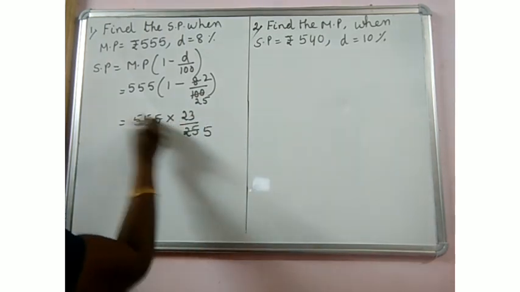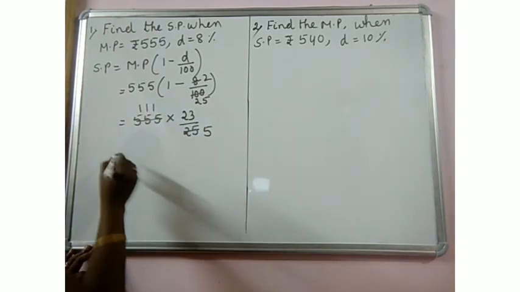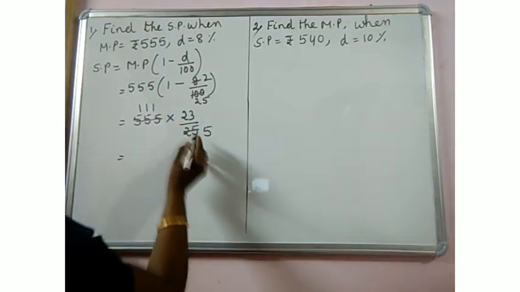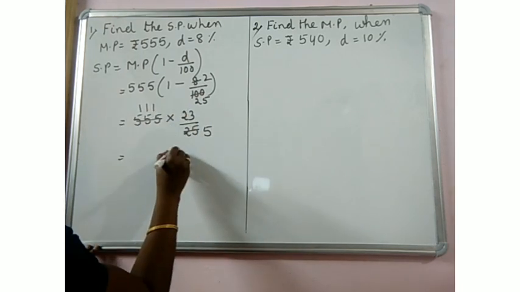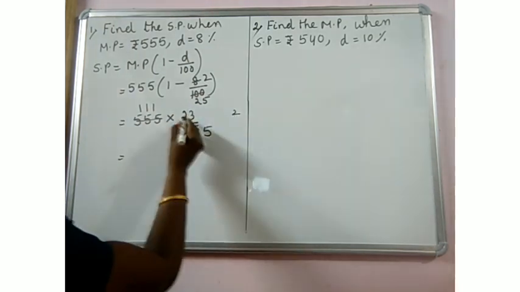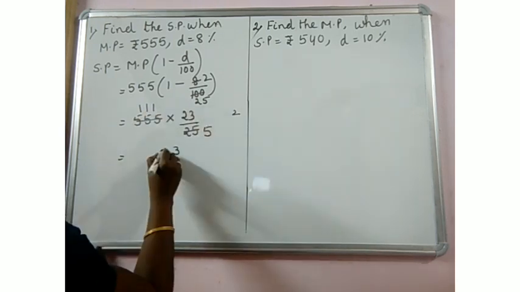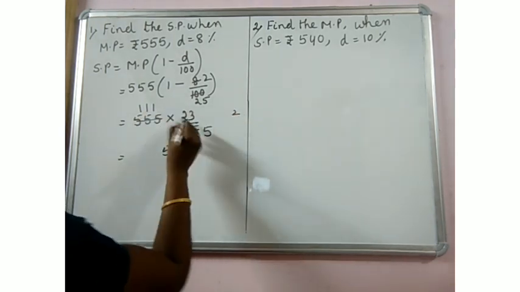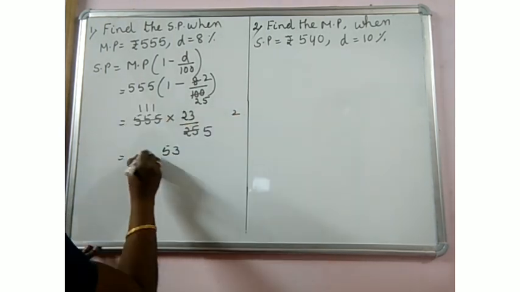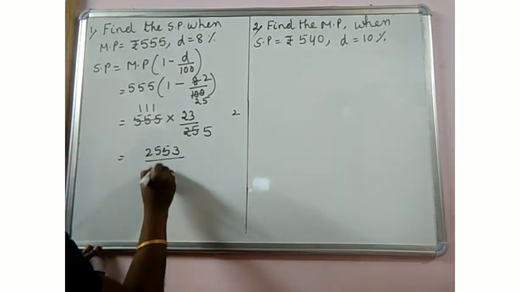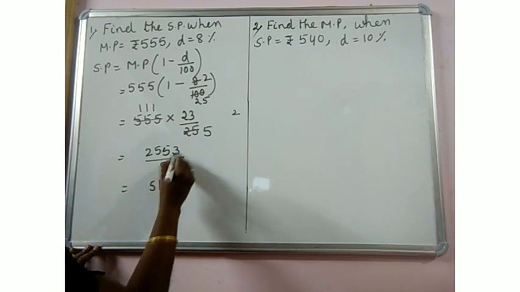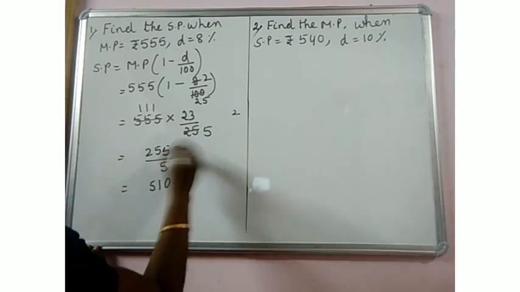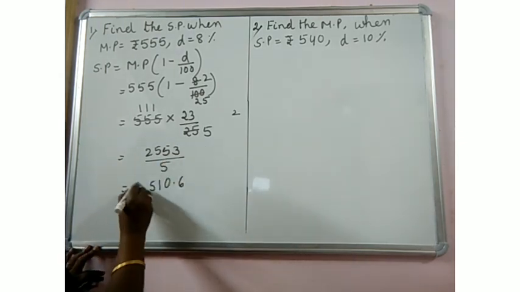5 5s are 25, 5 111s are 555. Now we cannot cancel, so let us multiply. Multiplying by 1s is very easy. 23 1s are 23, 3, 2 carry. 23 1s are 23, 2, 5. 2 carry. 23 1s are 23, 2, 5, divided by 5. 5 5s are 25. 5 1s are 5. 5 zeros are 0. 3 0 means 5 6s are 30.